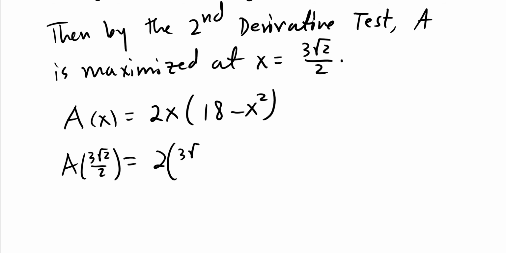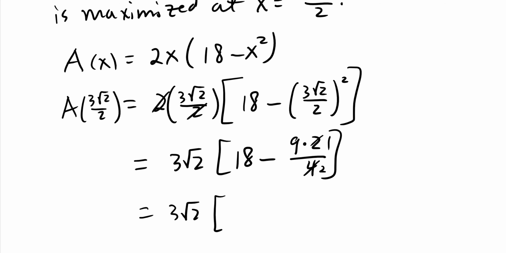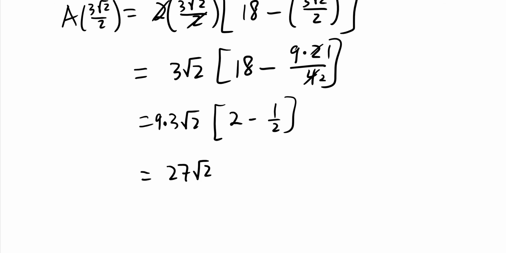2 times 3 square root of 2 over 2, times, in brackets, 18 minus 3 square root of 2 over 2 all squared. Some calculations here. These cancel out, leaving 3 square root of 2, and we get 18 minus 9 times 2 over 4. This stays the same. We can actually factor a 9 out, which makes it 2 minus 1/2, easier to work with smaller numbers. 27 square root of 2, and this is 3 over 2. If you multiply it out, you get 81 square root of 2 over 2.